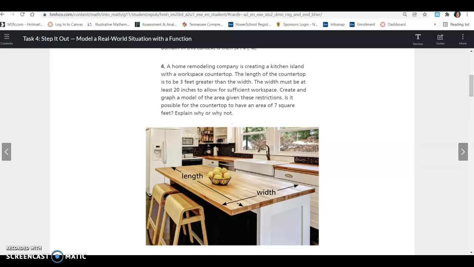The length of the countertop is to be 3 feet greater than the width. The width must be at least 20 inches. Okay, so those are probably important things to remember. The length is going to be 3 feet greater than the width, and the width must be at least 20 inches to allow for sufficient workspace. Create and graph a model of the area given these restrictions. Is it possible for the countertop to have an area of 7 square feet? Explain why or why not.